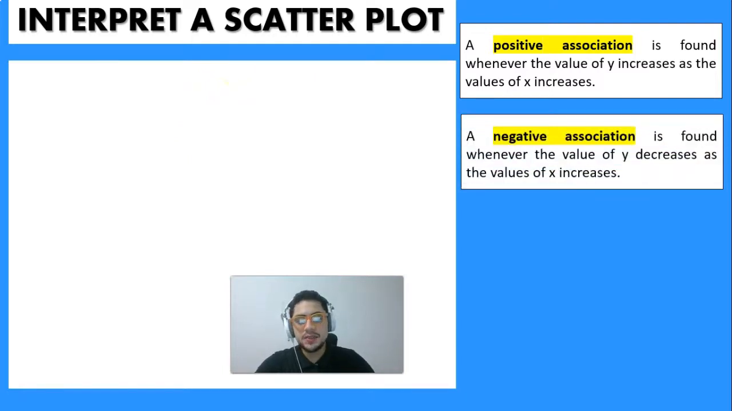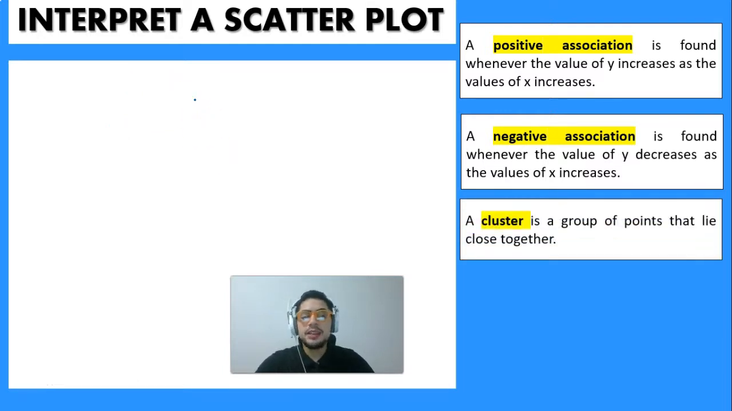Now, a negative association is found whenever the value of y decreases as the value of x increases, right? So it's something like this. You have lots of values and you see that as the value of x increases or is larger, the value of y is going to be decreasing. And again, we can have a very strong trend, or we can have a very diffuse or weak one. But it's still a negative association because the tendency is for the points in the scatter plot graph to get lower, right?